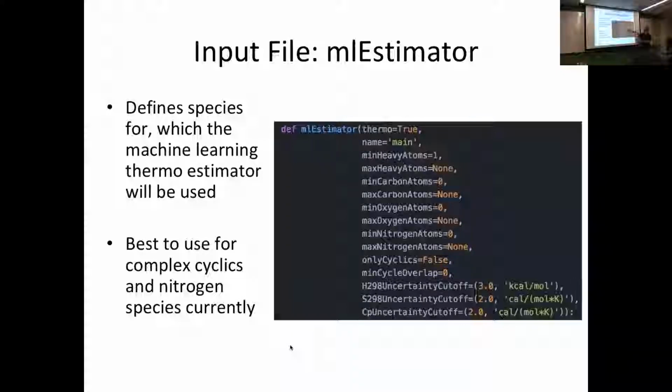So the machine learning estimator block defines which species the machine learning thermo estimator will be used for. Colin has provided a wide variety of options for you to set ranges, to set uncertainty cutoff, whether it's for cyclics or not. Mid-cycle overlap, I assume, is related to fused ring stuff? Yeah. Okay. And then minimum of these sorts of ones. Name just refers to the weights you're using in the database. What does this one mean? Currently, the only option is main. No, I mean thermo. Oh, thermo. Well, in the future, we might include kinetics or something, but for now, only thermo is available. Okay.